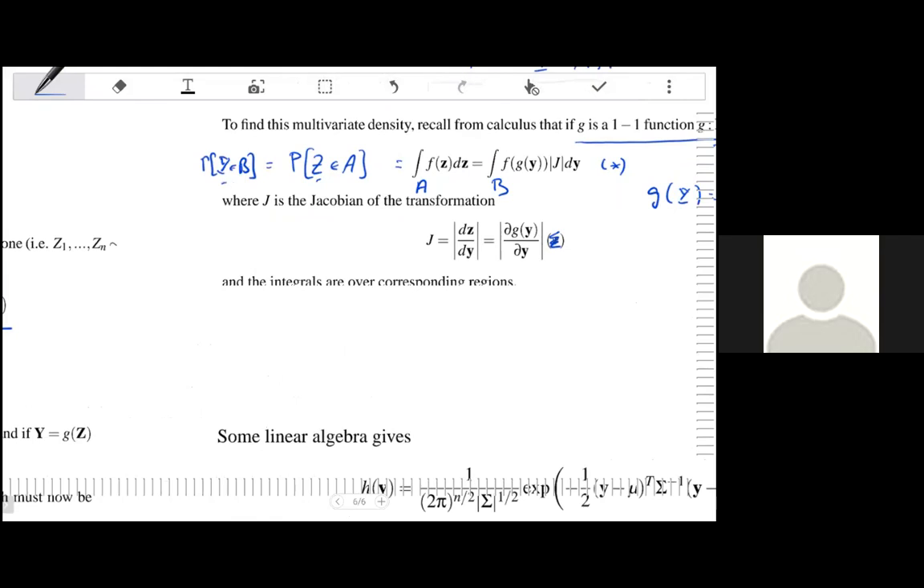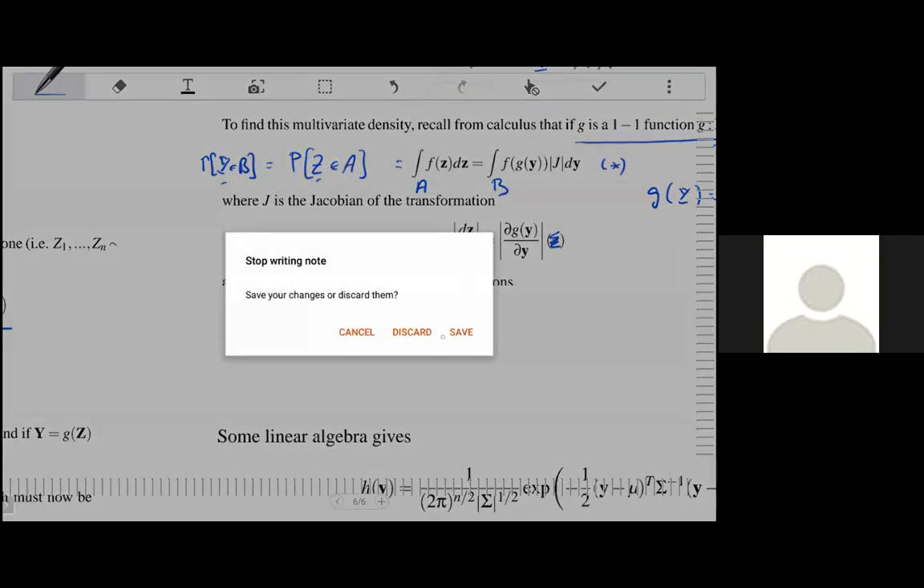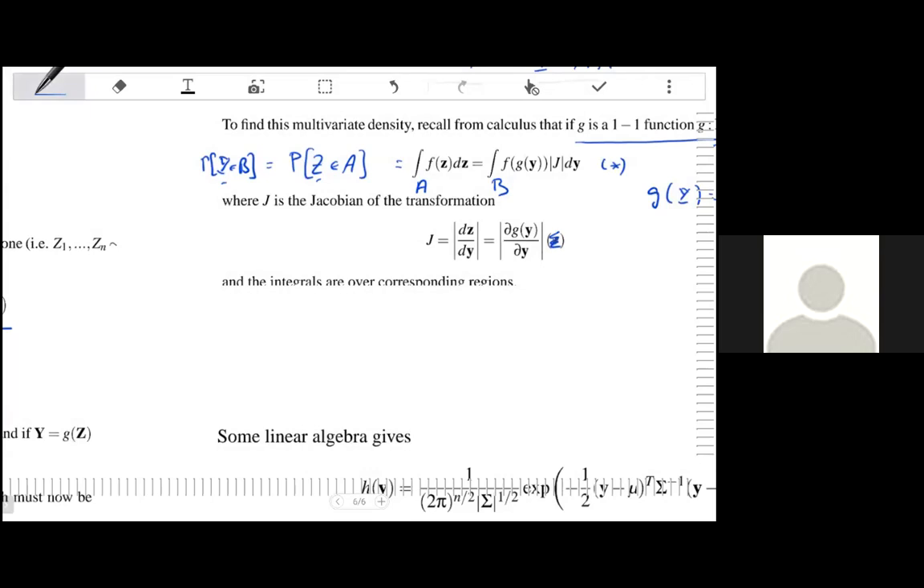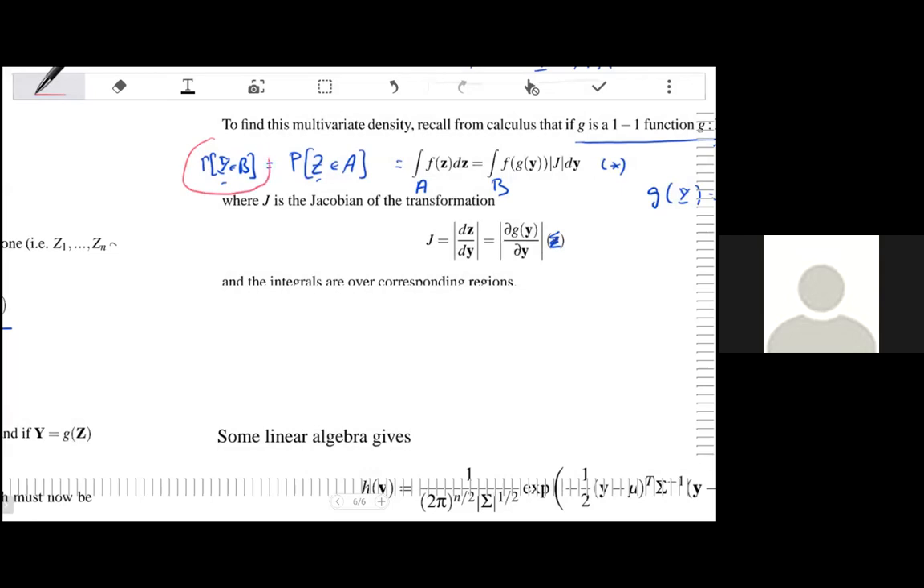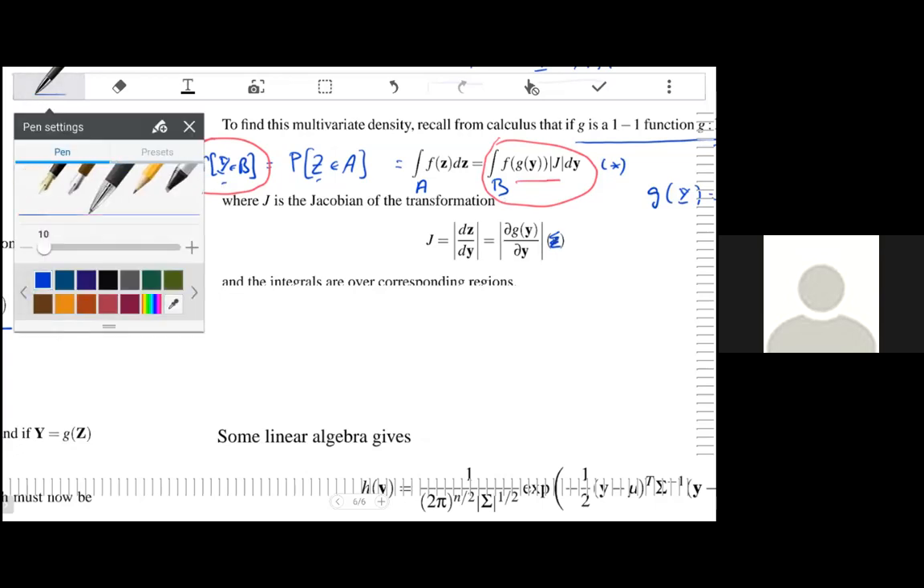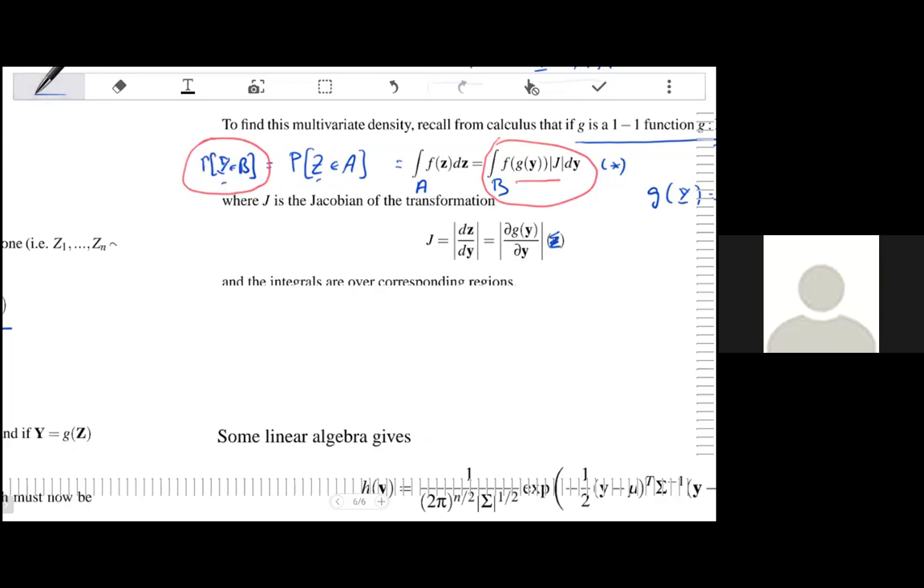Okay, now that's interesting. So what does this say now? This says that the probability that y is in a set B is equal to the integral over B of a certain function of y. But this is exactly the definition of a probability density function. A probability density function is a function such that the integral of that function over the set is equal to the probability of the random variable being in that set. So we're done. This quantity here is the density of y.